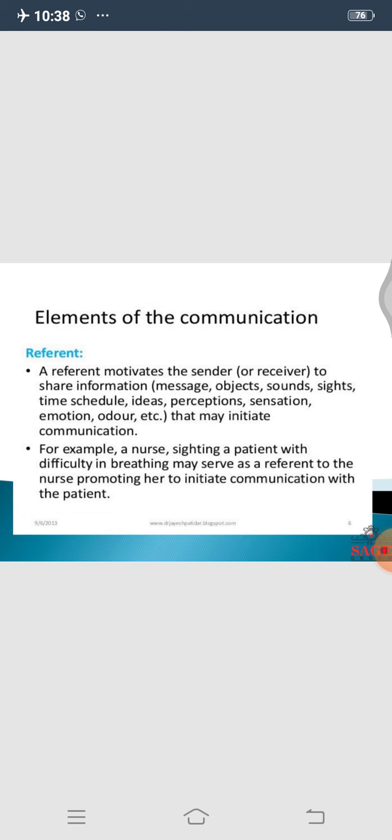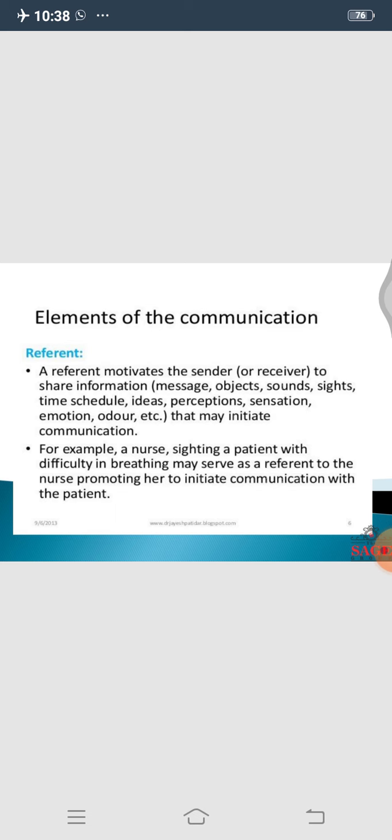The elements of communication: first of all, there comes a referent. A referent is one who motivates the sender to share information that may initiate communication. It means that before you start the process of communication, you need to have an idea or motive to actually start the conversation. This can come through a message or an object or sound, sight, time schedule, ideas, perception, sensation, emotion, odor, etc. So many things. The list is not exhaustive.